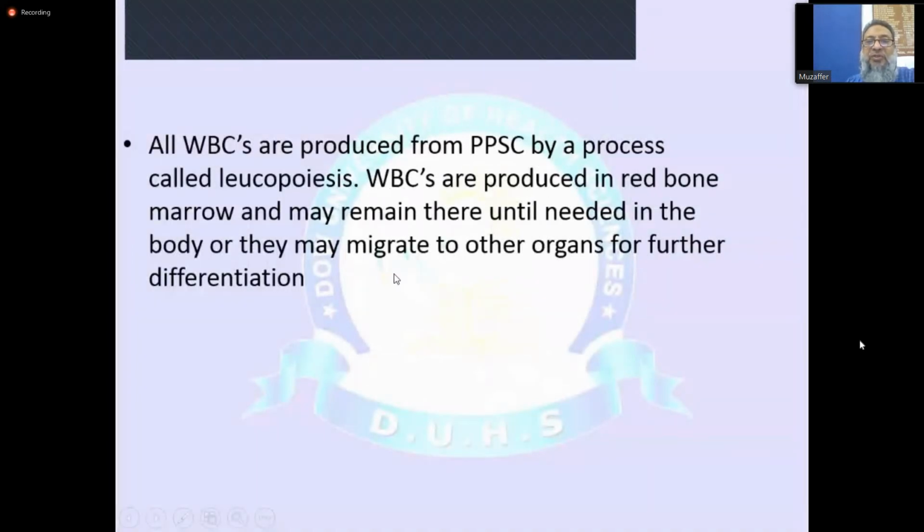WBCs are produced in the red bone marrow, and many remain until needed in the body, and they may migrate to other organs for further differentiation. So which organs have we discussed? The liver, the lungs, the alveoli, the brain tissues, and like that.